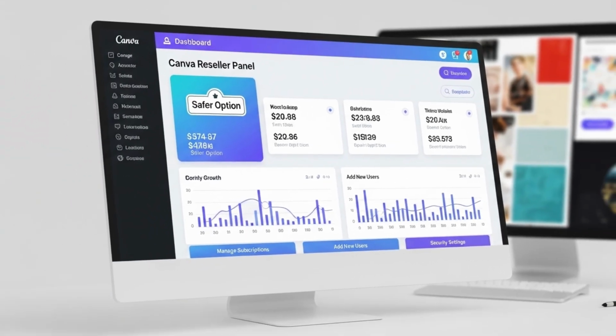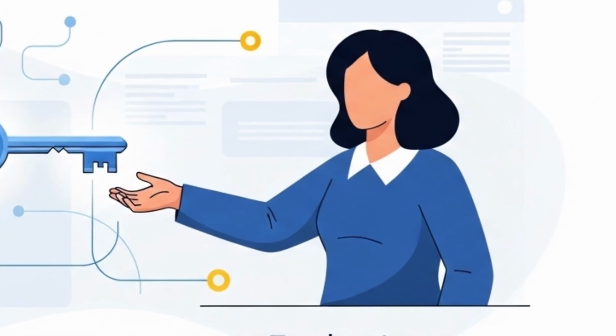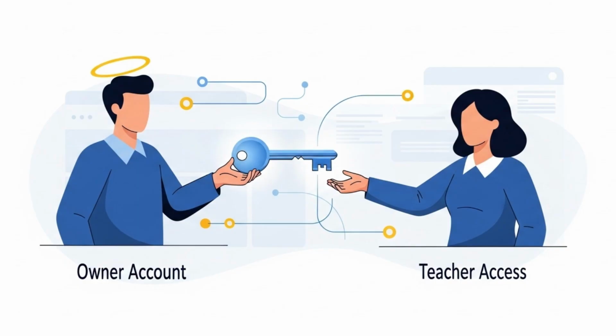So what is the solution? Now the question becomes, if the admin panel is risky, which panel should you use? According to my experience, a Canva Reseller panel is a safer option. It is also called a teacher access panel. Here's how it works. Let's say I have an owner account, and I give you teacher access inside that account. Now 2 of your biggest problems are solved.